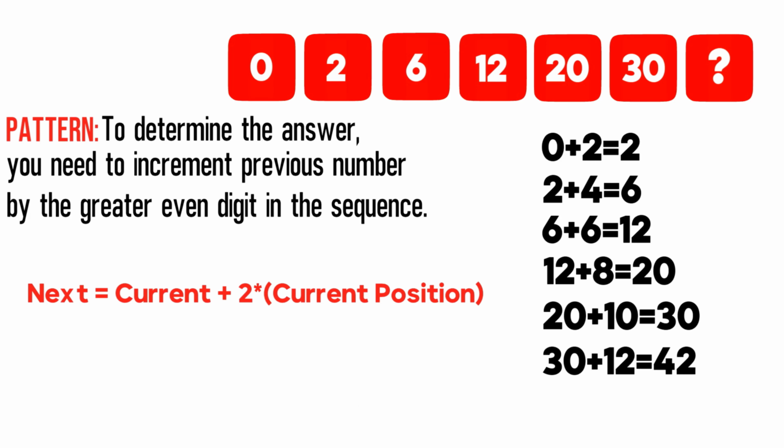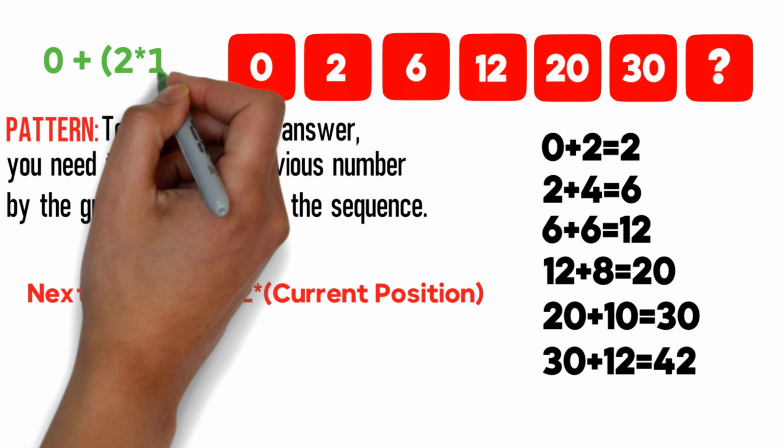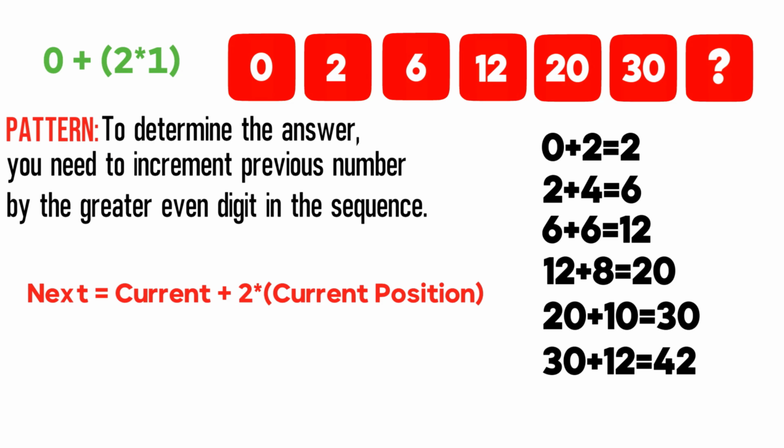Let's see how it works. For example, let's take the number 0. This is the first number in the sequence. To determine the next number in the sequence, we need to add the previous number, which is 0, and then 2 multiplied by 1, because number 0 has the first position in the sequence. Instead of using the formula, you can also use the next even number and add it to the previous number. The even numbers are 2, 4, 6, and you can increment them down the list. So you can add 2 to 0, the next one would be 4, 2 plus 4 equals 6.